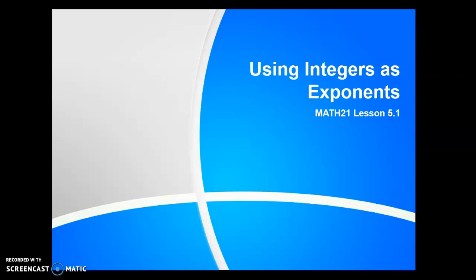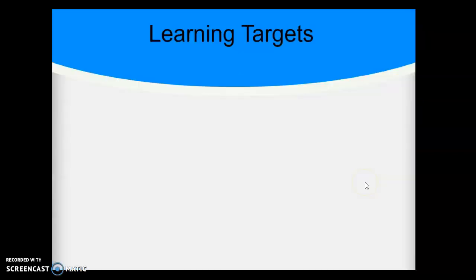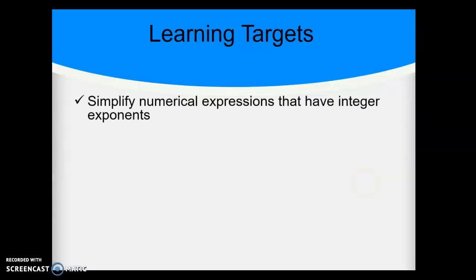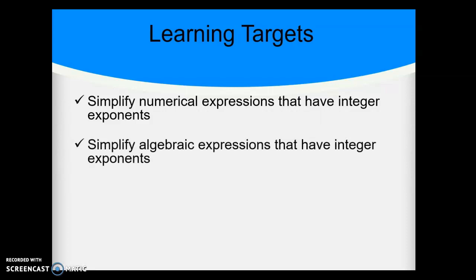So in lesson 5.1, we're going to learn how to deal with exponents that are integers. Up to this point, we've only been focusing on exponents that are whole numbers, like 1 and 2 and 3 and 4. We're going to talk about how we work with exponents when they are either equal to 0 or equal to -1. So we want to be able to simplify numerical expressions and algebraic expressions that have integer exponents.